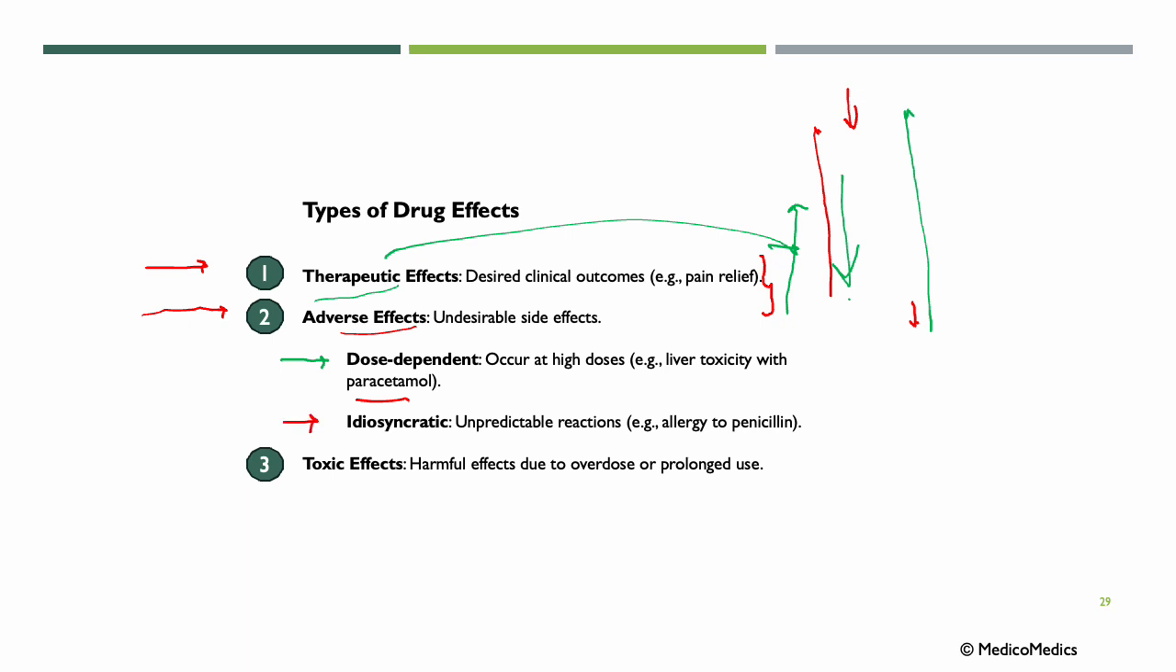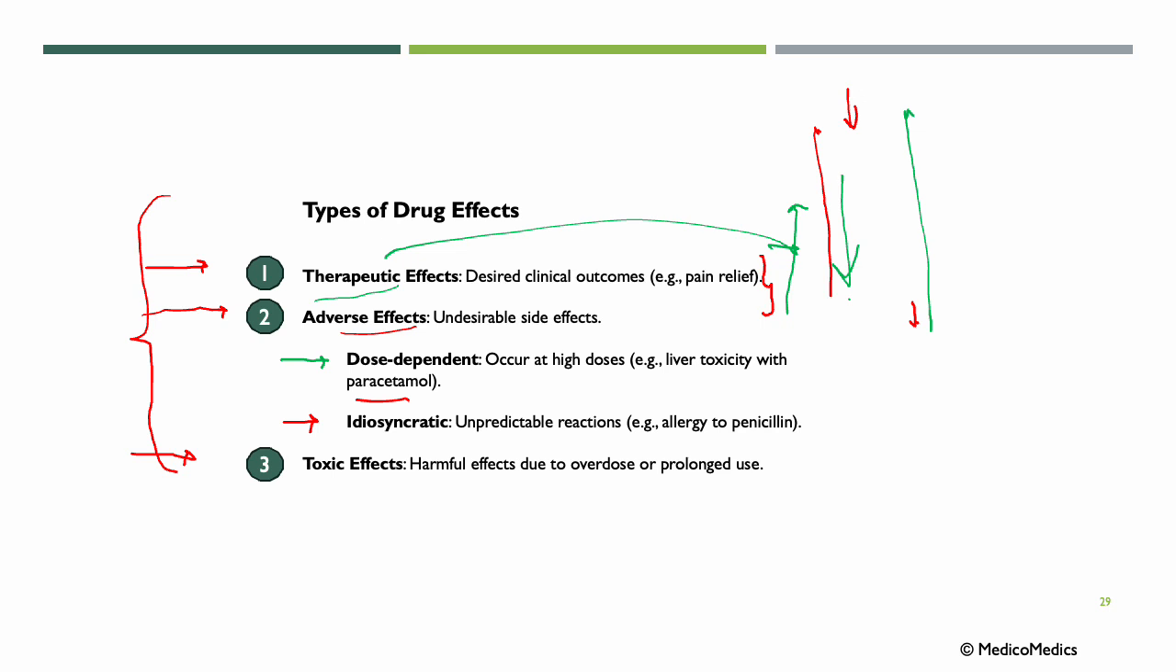Others are idiosyncratic, meaning they are unpredictable and not related to dose or known drug action, such as an allergic reaction to penicillin, for example. And then finally, we have toxic effects. Toxic effects occur when a drug is taken in excessive amounts and over prolonged periods, leading to harmful outcomes like organ damage or systemic toxicity, etc. So recognizing these different categories helps clinicians anticipate risks, tailor dosing, and monitor patient safety.